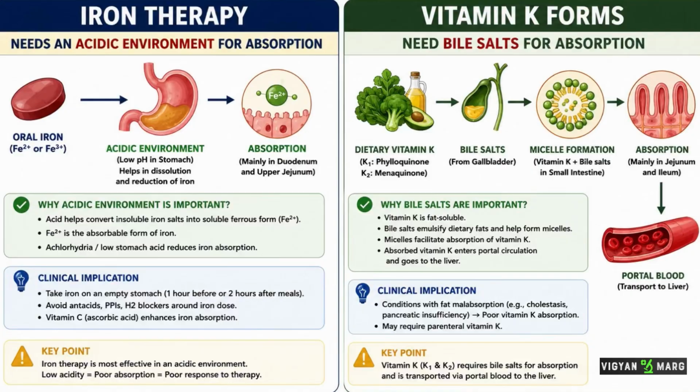Let's do a quick, direct comparison to really consolidate everything we've covered today. Iron therapy heavily relies on an acidic environment aided by vitamin C, or HCl, to ensure the successful absorption of the Fe2+ form in the duodenum. Compare that to vitamin K, where the fat-soluble forms desperately need bile salts to be absorbed via the lymph, while the water-soluble forms bypass that and go directly into the portal blood. These are 2 completely different physiological absorption demands, and they dictate exactly how we manage our patients' treatments.